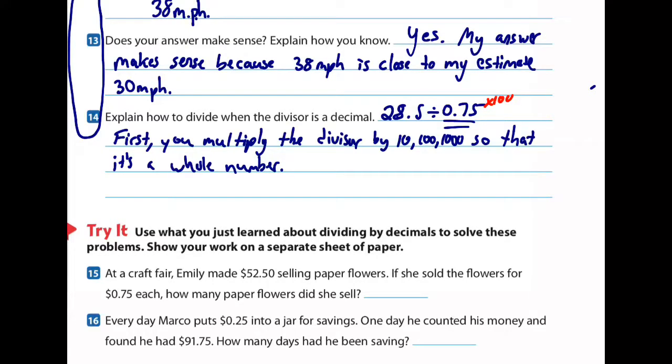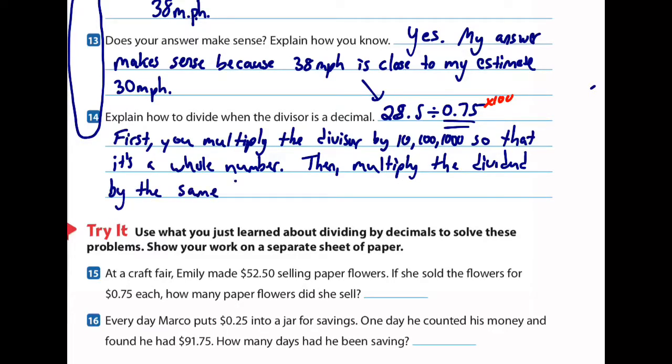Now, the second step is you then, let me get my pen ready, then multiply the dividend. Now remember, the dividend is the first number. Multiply the dividend by the same thing. Then last, just divide.